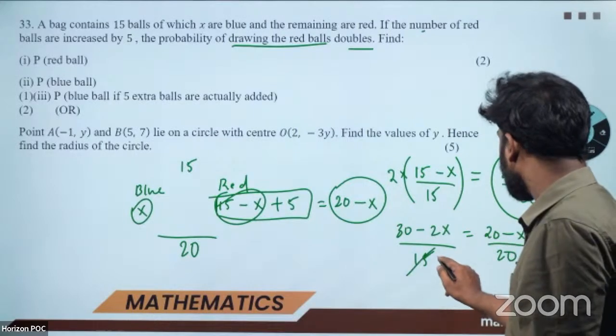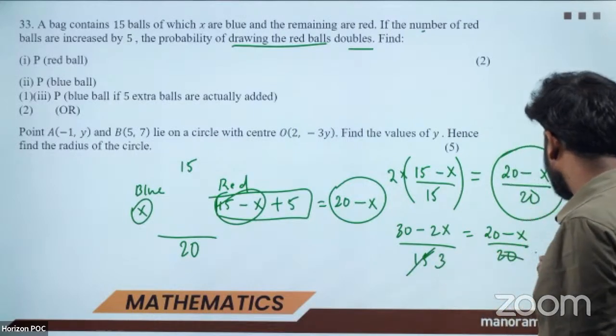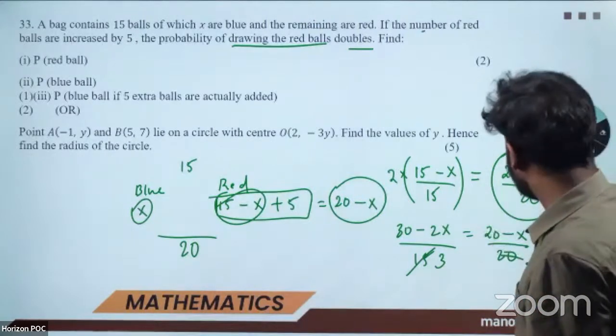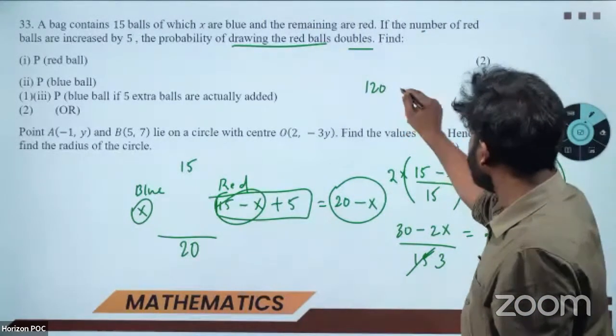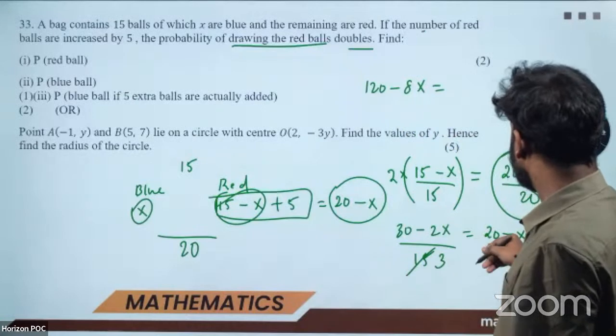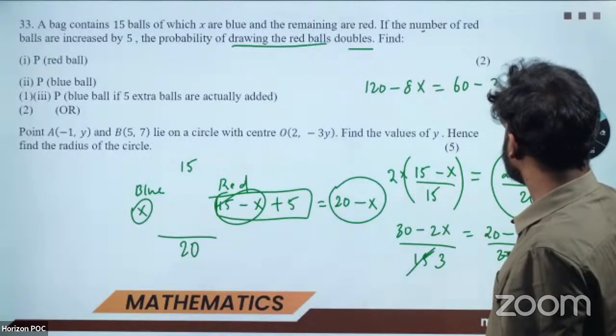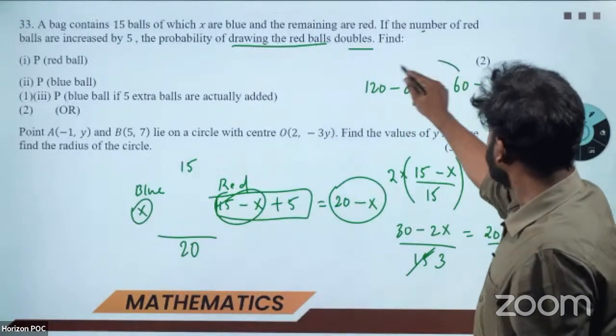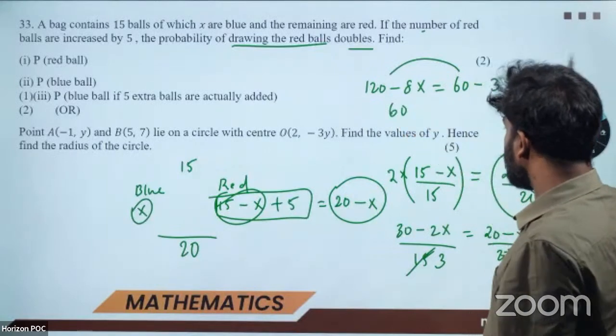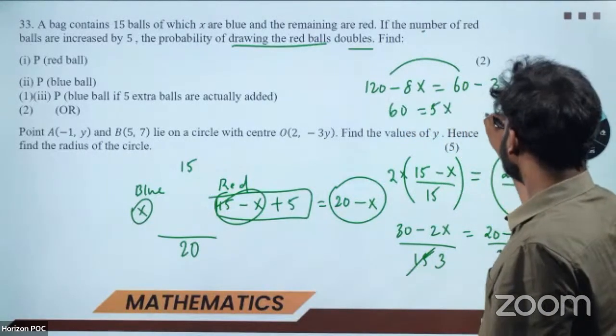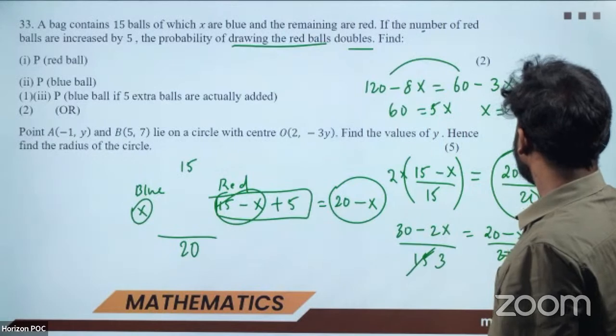I can cancel this one by 5 and write it as 3 and 4. Cross multiply each other. 30 minus 2X into 4 is 120 minus 8X, which is equal to 3 into this one, 60 minus 3X. Okay, so this one goes here, 60 minus 8X comes to the right side. I get 5X. So X is how much? 60 divided by 5, 12.